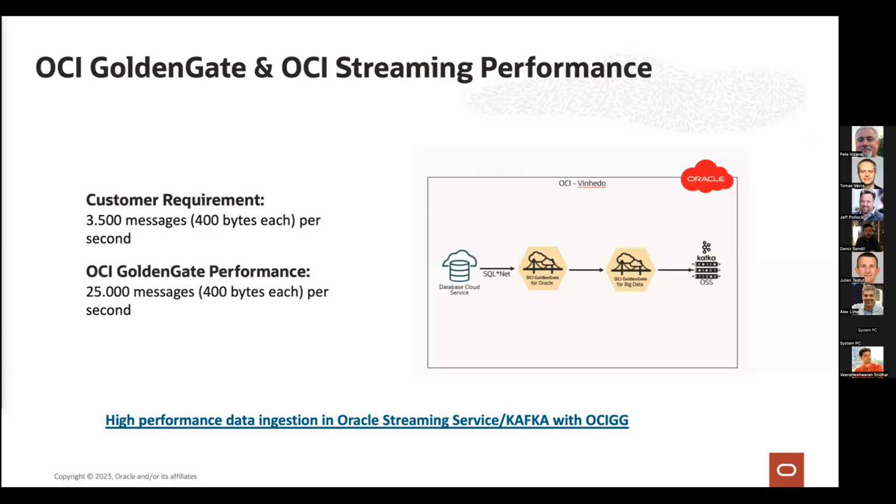And they were using classic replicat. And just to improve the performance, they were running several different replicats targeting the same topic. So they were trying to create some additional throughput. So the Oracle team from Latin America used OCI Golden Gate for big data, targeting a single topic in OCI Streaming, and they wanted to test the same scenario. So they configured a single coordinated replicat targeting the Oracle Streaming topic. And then we noticed that the replicat published 25,000 messages of 400 bytes per second. And that was a big difference when you compare it with the customer's 3,500 messages per second.